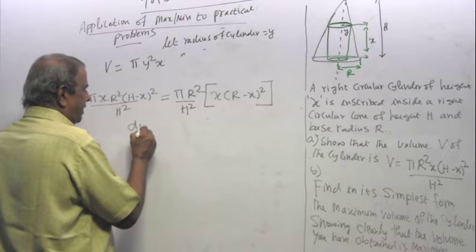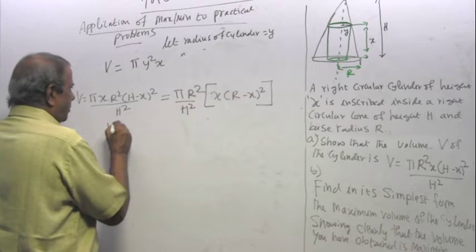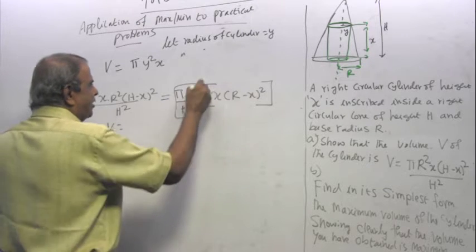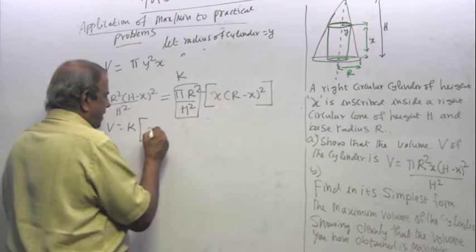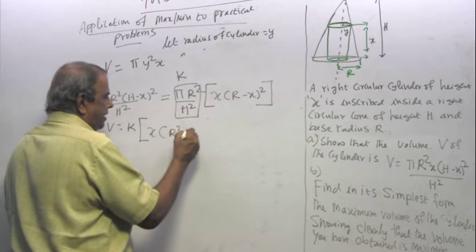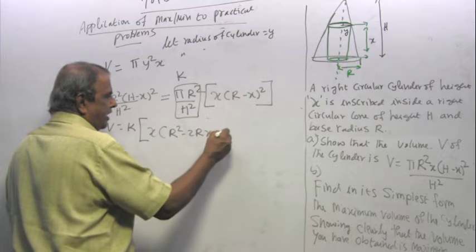So, what is dV? Sorry, what's V equal to? V equal to, can I call this constant as k, because it's going to affect my work? K times x times h squared minus 2hx plus x squared.